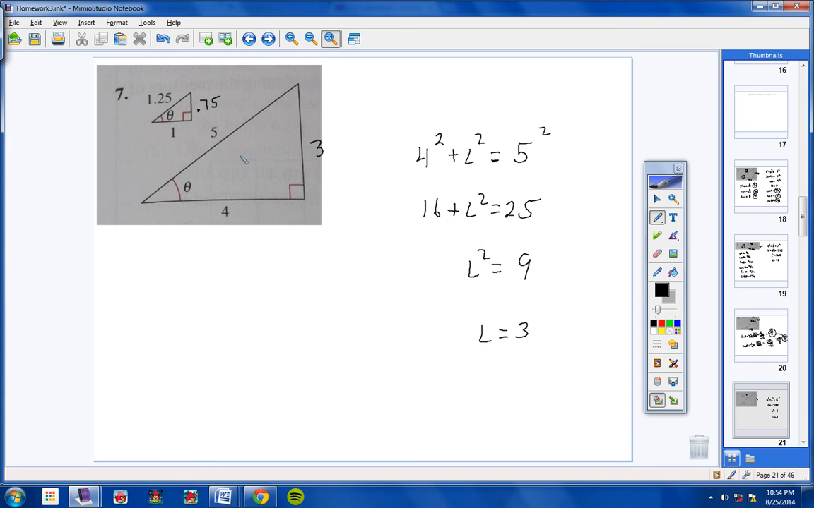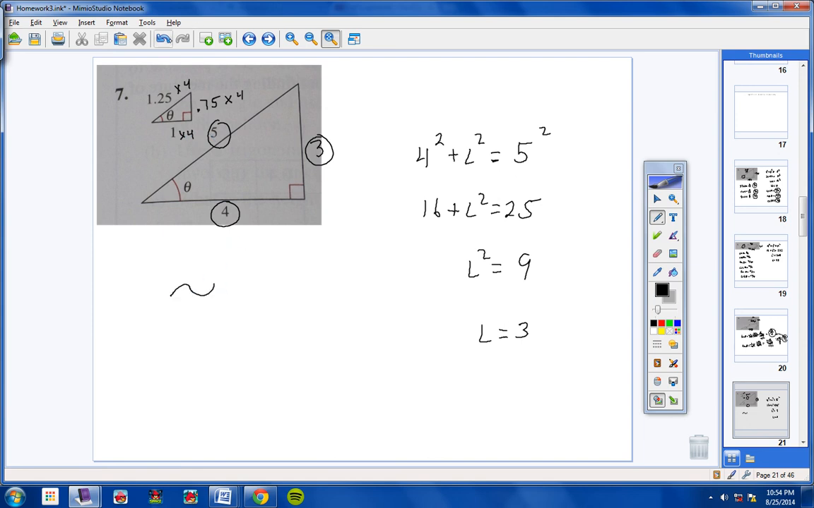Now, if you'll compare these two triangles, notice we took all of these sides times 4. If you'll just watch, I'll show you in a second. Okay. Now, if you take 1 times 4, you get 4. If you take 0.75 times 4, you will get 3. And if you take 1.25 times 4, you will get 5. Okay, so these two triangles are similar, and of course the symbol for that is this, similar.